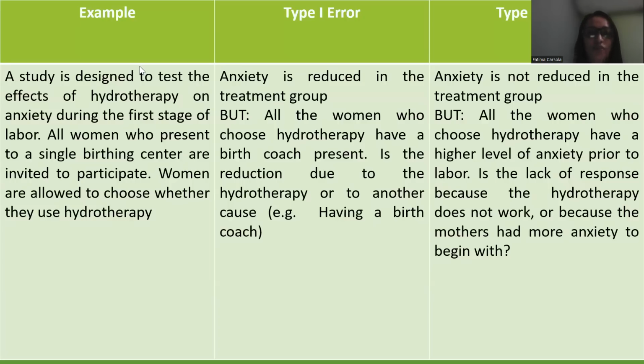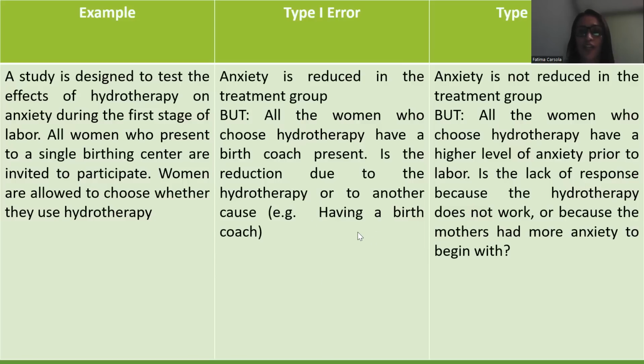Okay, she's sick. So we have here, for example, a study designed to test the effects of hydrotherapy on anxiety during the first stage of labor. All women who present to a single birthing center are invited to participate. Women are allowed to choose whether they use hydrotherapy. So type 1 error: anxiety is reduced in the treatment group. All the women who choose hydrotherapy have a birth coach present. Is the reduction due to the hydrotherapy or to the birth coach? That's a type 1 error, because it could be that we are looking at hydrotherapy for the reduction of anxiety, and then they also have a birth coach. So the question is whether anxiety was reduced because of the hydrotherapy or because of the presence of the birth coach.